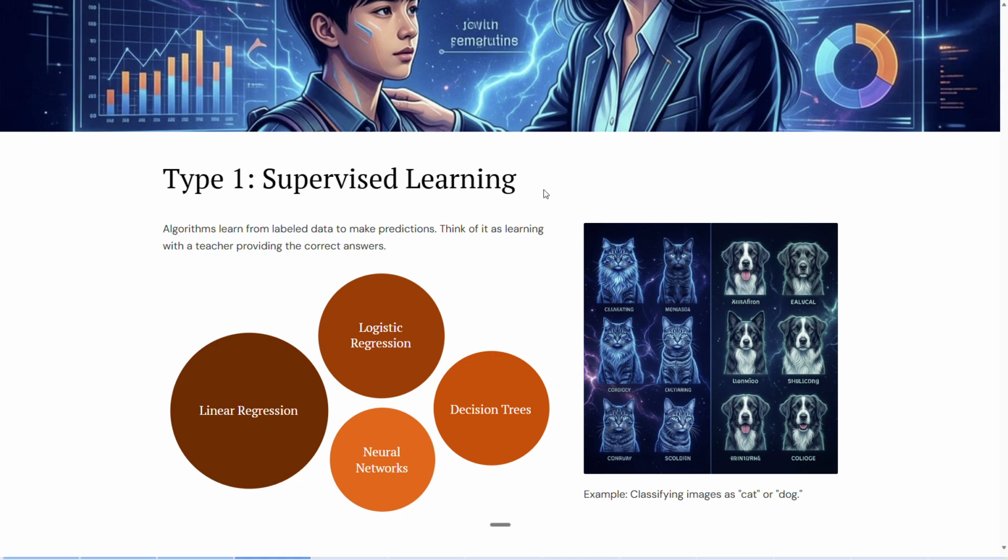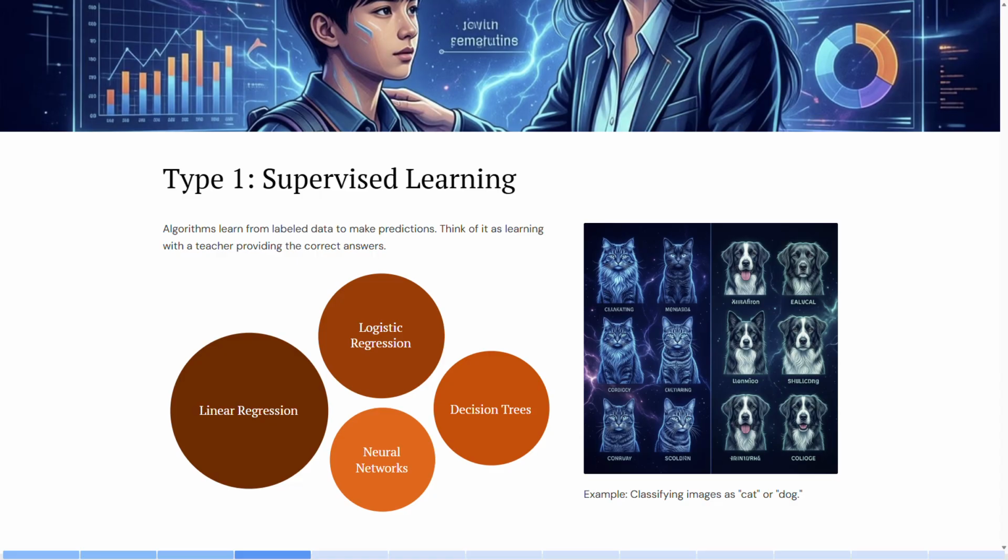Supervised learning. So this is like learning with a teacher. You give the algorithm examples with correct answers, and it learns to predict answers for new examples. For example, you show it thousands of pictures of cats and dogs, each labeled as a cat or a dog. After training, it can look at new pictures and tell you which one it is.